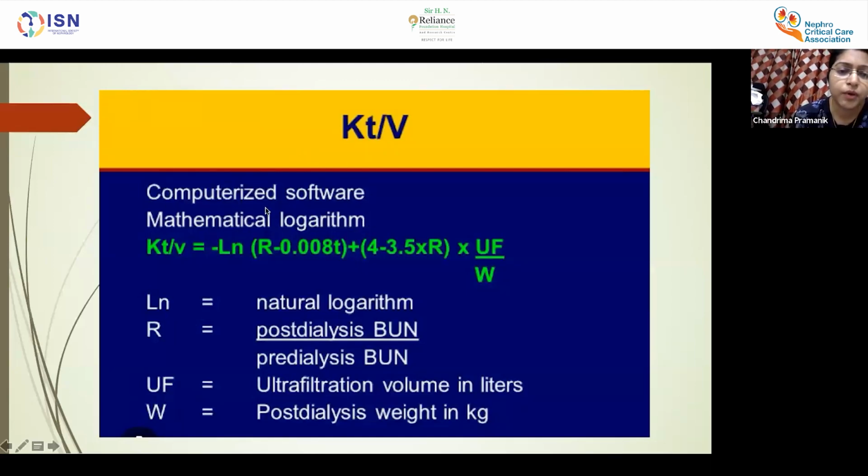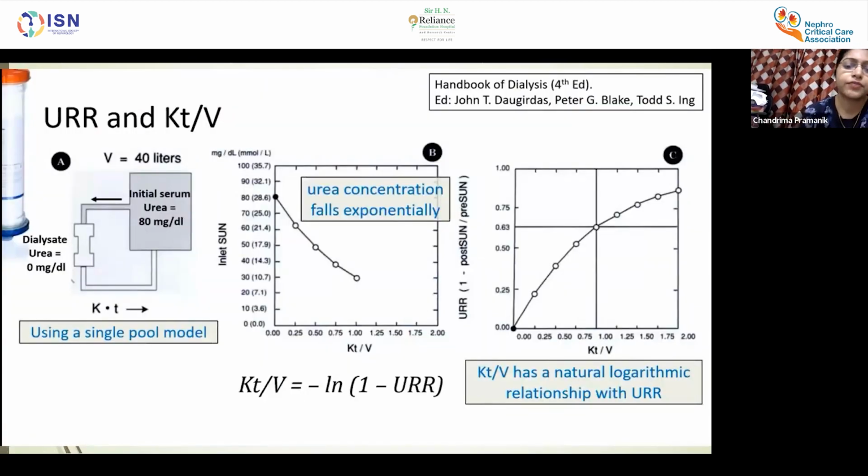There is another logarithm of KT by V also, which considers the post-dialysis and pre-dialysis BUN, and also ultrafiltration volume in liters and post-dialysis weight in kg. So this can also be another form of calculation for KT by V. Now, if we see the comparison of KT by V with urea reduction ratio, with the increase in KT by V, we'll find that there is an exponential fall in urea concentration, which establishes the logarithmic relationship of KT by V with urea reduction ratio.